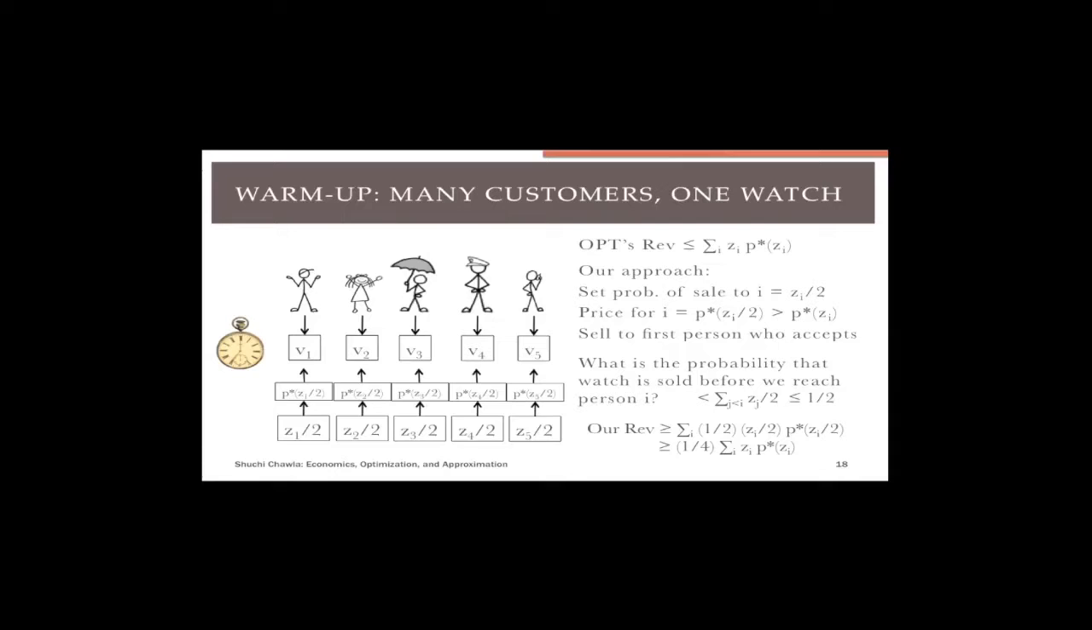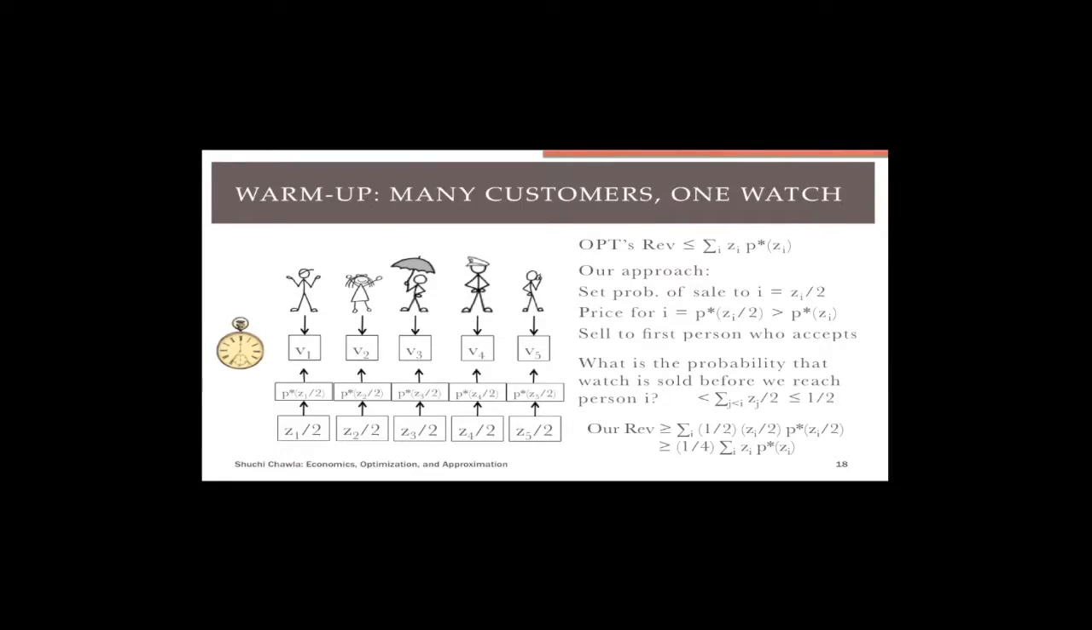Okay, so when person i shows up, the most probability with which we might have already given away the watch is just 1/2. We still have the watch with 1/2 probability. So person i is going to be offered the watch with 1/2 probability. He's going to accept the high price at which we are selling the watch with probability zi over 2. And if that happens, then we get the price at which we were selling the watch. And if we put all of that together and pull the 1/2s out of the sum, we get that this total quantity is at least 1/4 of the bound that we had through our thought experiment on the optimal revenue.